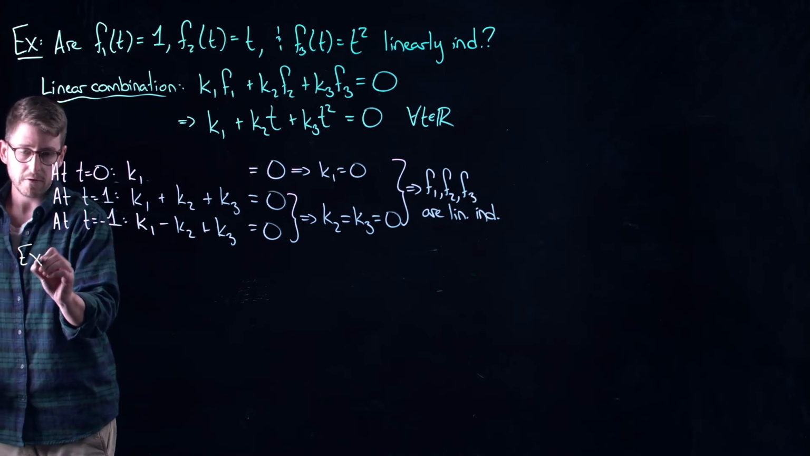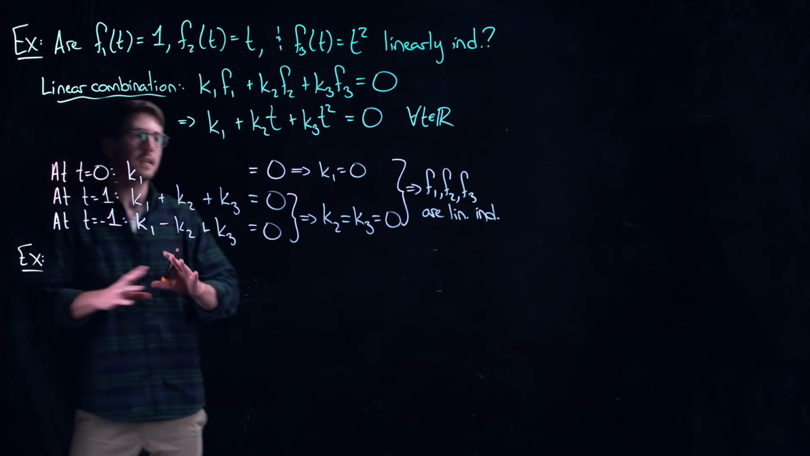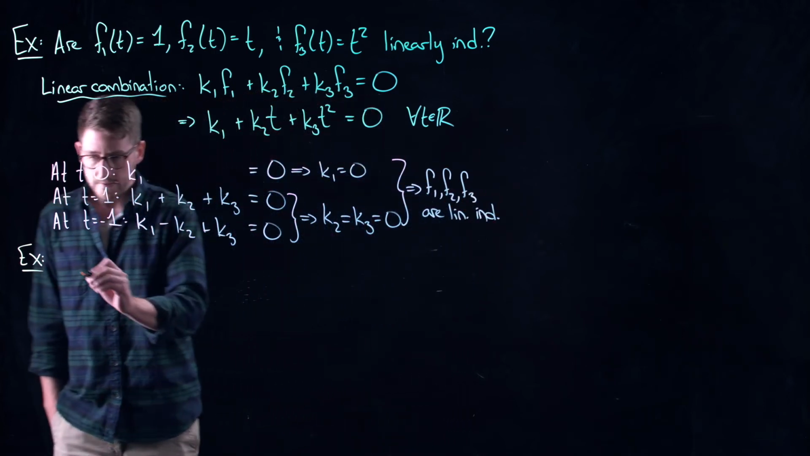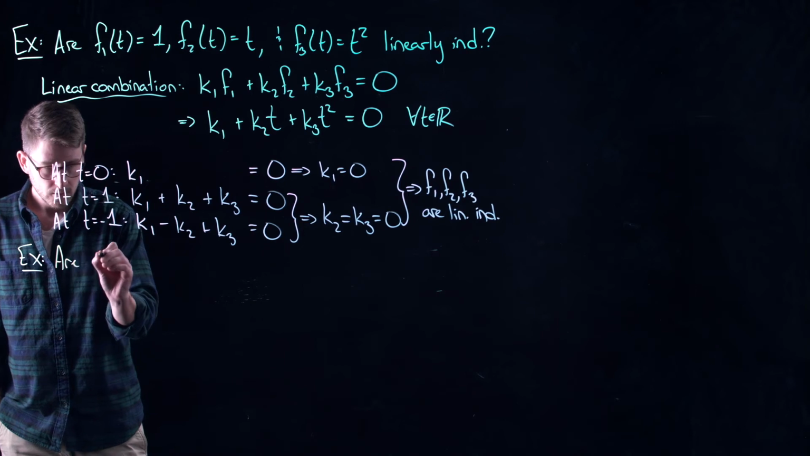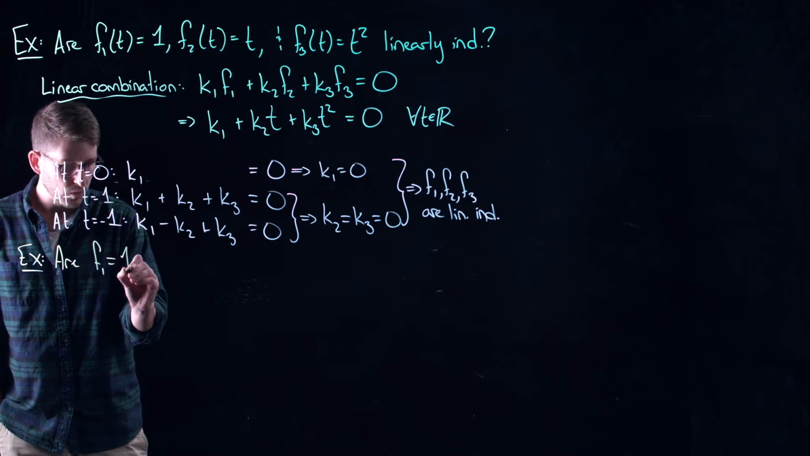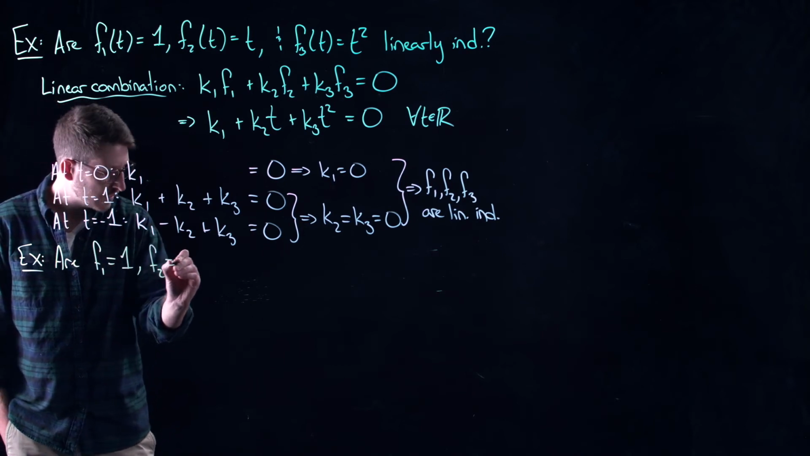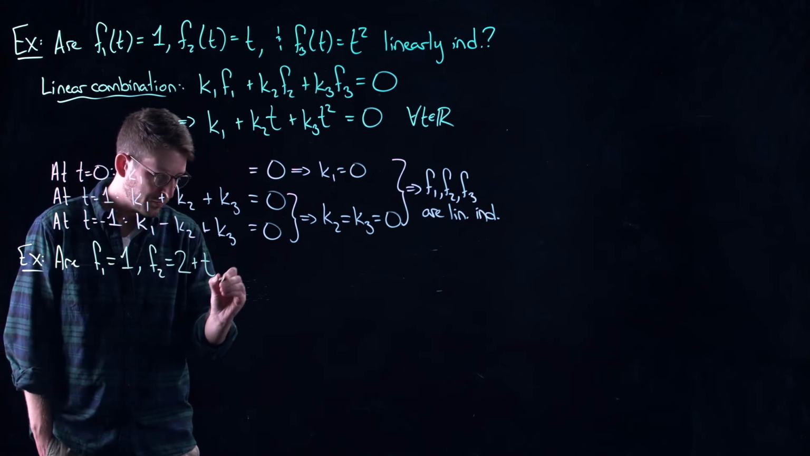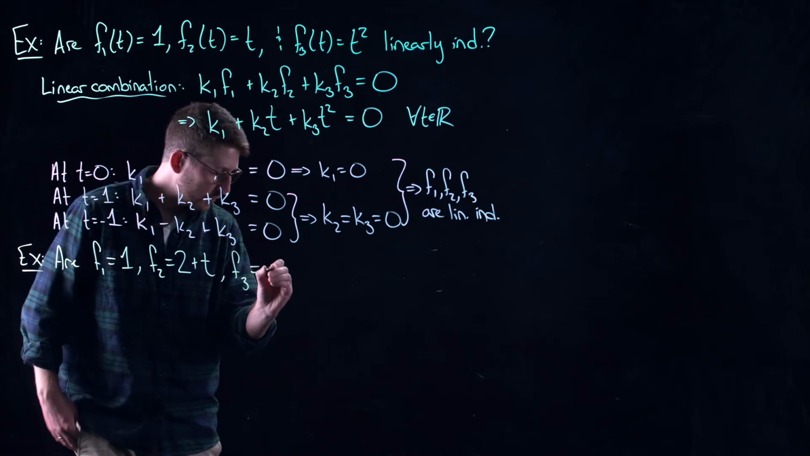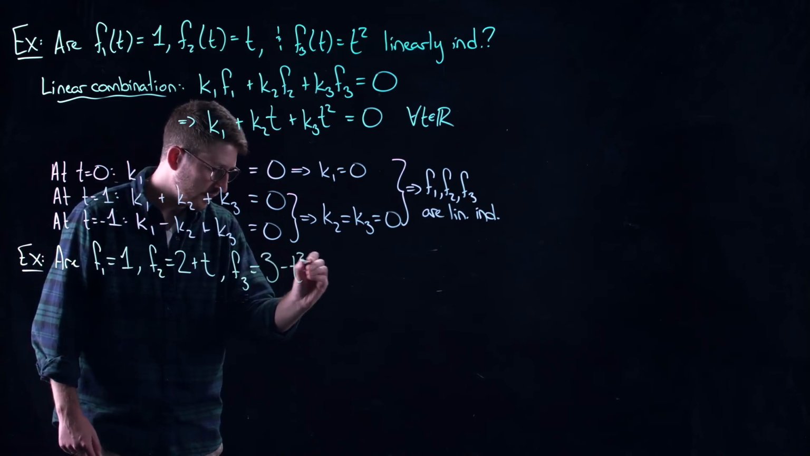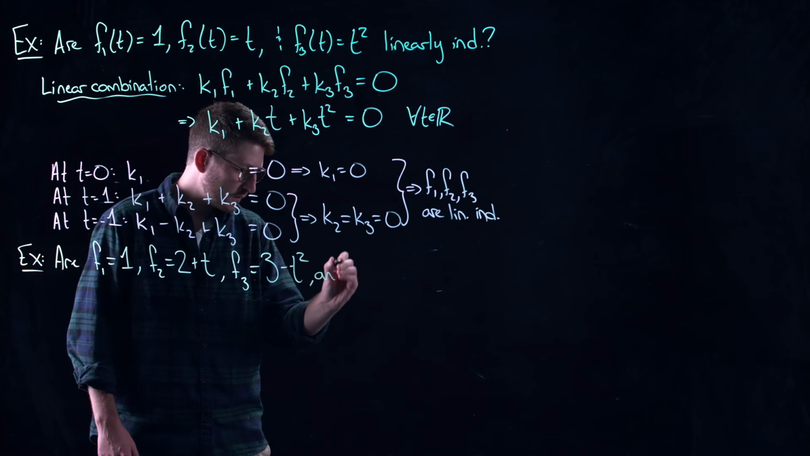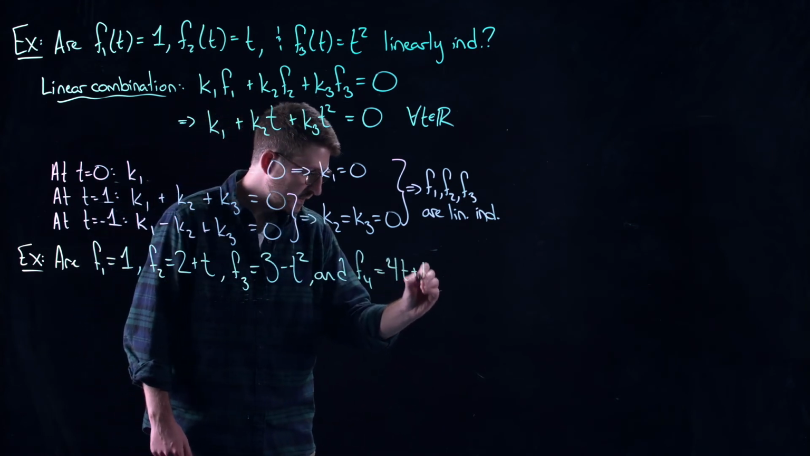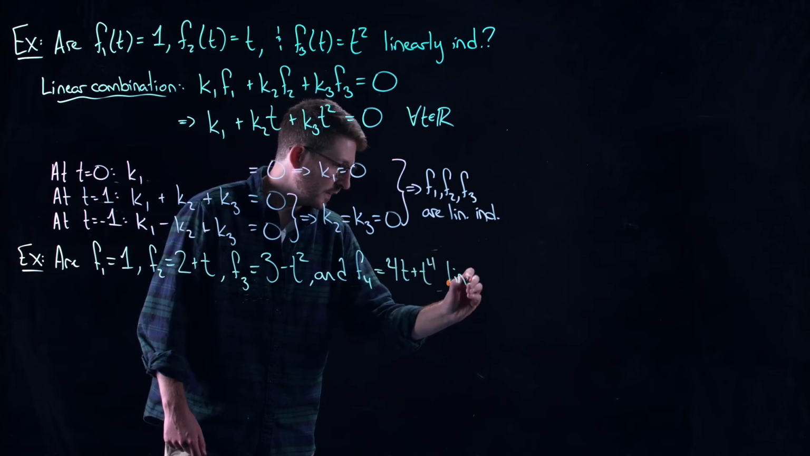Let's take a look at another example, because you might be tempted to say, well, maybe all functions are linearly independent. So let's say our f1 equal to 1, f2 equal to 2 plus t, f3 equal to 3 minus t squared, and f4 equal to 4t plus t to the 4, linearly independent?